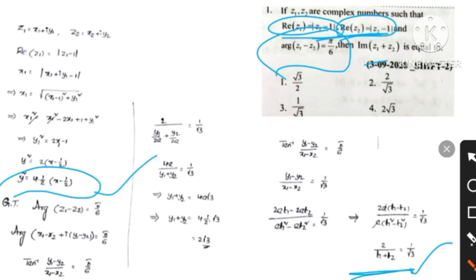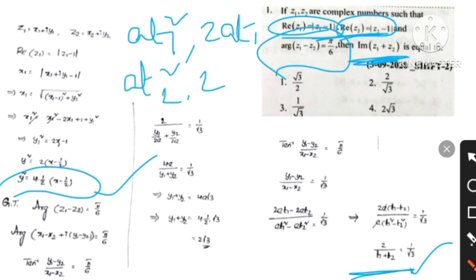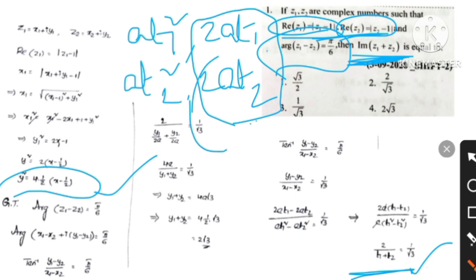Now what is the given question? Imaginary part of z1 plus z2. Okay, so z1 is equal to (at1 square, 2at1), z2 is equal to (at2 square, 2at2). But you want the imaginary part, the sum of the imaginary parts, so you want the value of 2at1 plus 2at2. Okay, that is the value. So 2at1 is equal to y1 here, and 2at2 is equal to y2 here.